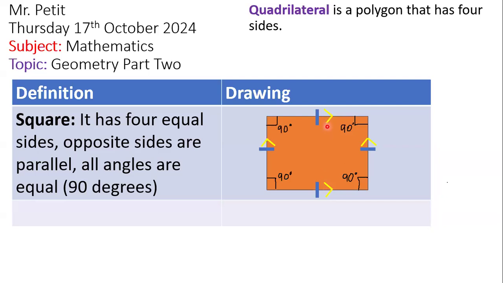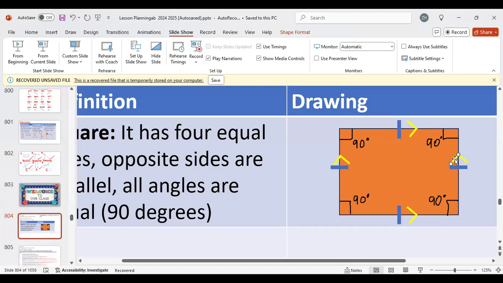So what could I do to say that this is parallel with this, and this one is parallel with that? What do I need to do? Anyone know? What I need to do is double the arrows. Right, Mr. Petit, that's what I just said. I never said you were wrong. I didn't say you were wrong, Sasha. We need to double the arrows, okay? Double them.